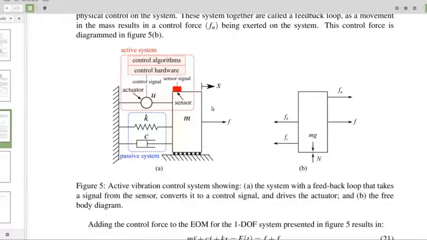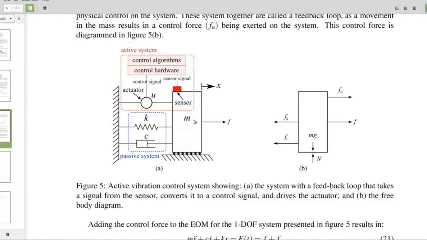So we may have a system, like a mass here, and then we have a damper and a spring, which is just representing however our system is connected. And let's put an actuator here. This could be a hydraulic actuator, or it could be an air actuator. We watched videos of this before.